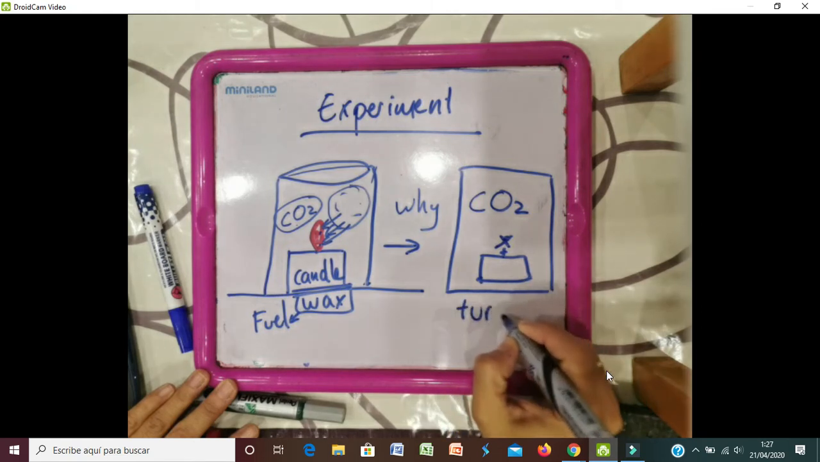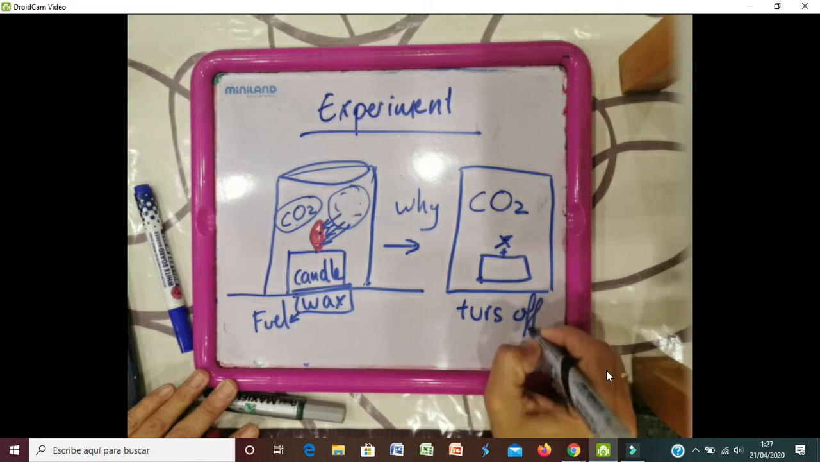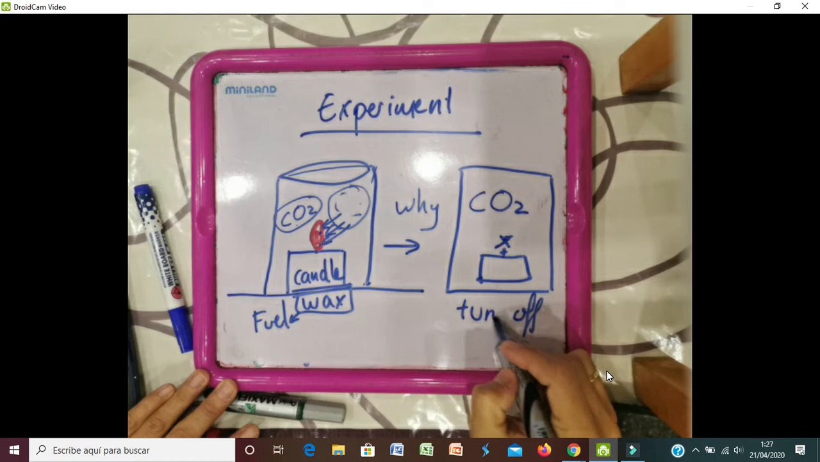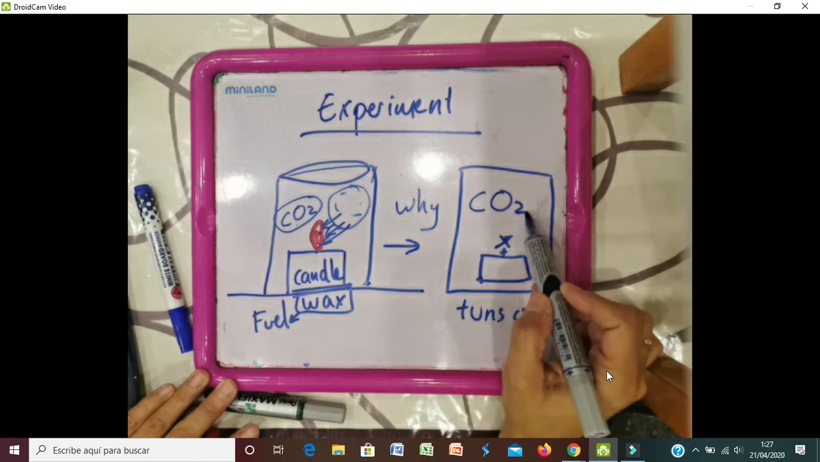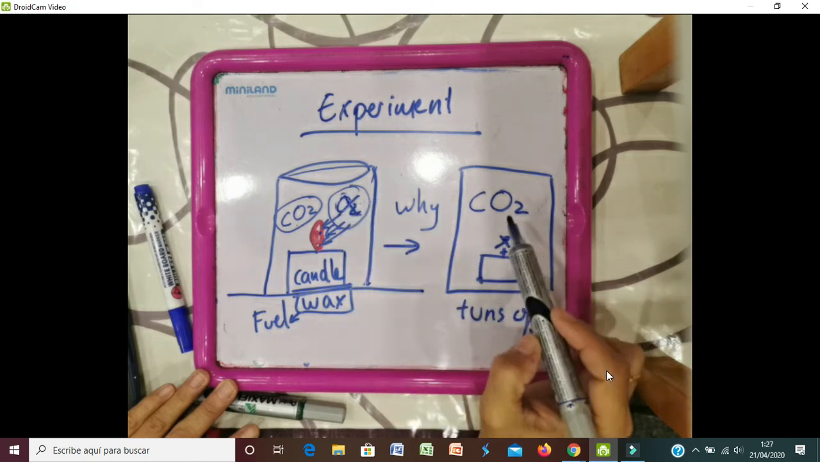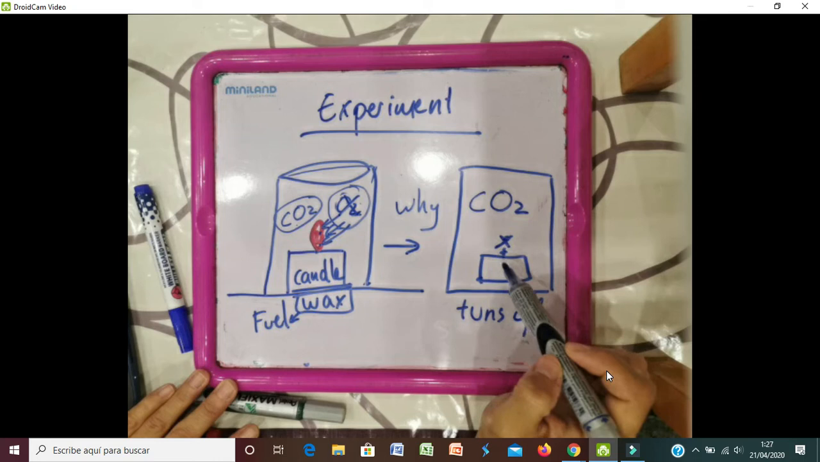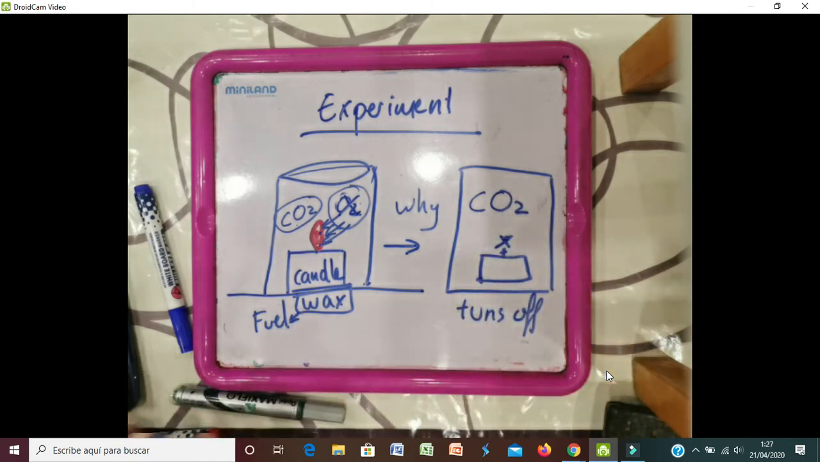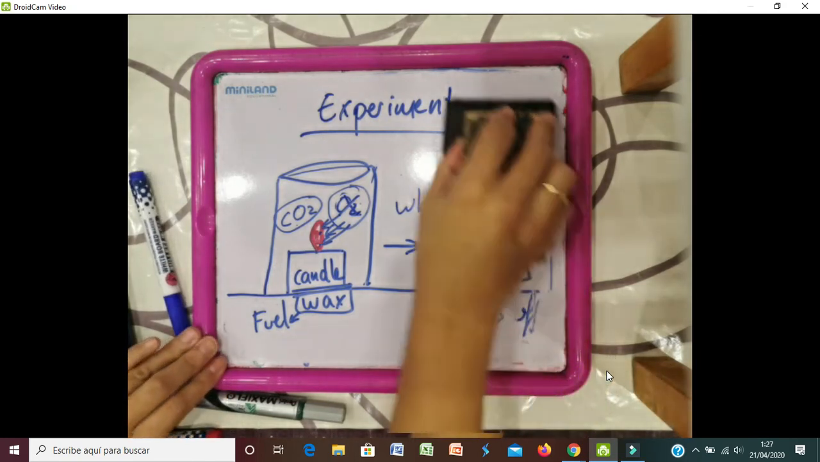It turns off. Why? ¿Por qué se apaga? Porque ya no hay oxígeno. Se ha acabado lo que necesitábamos, que era el oxígeno. El oxígeno desaparece. So that's why the candle turns off, it runs out of oxygen. That's why it happens. And now we are going to go with the next reaction.